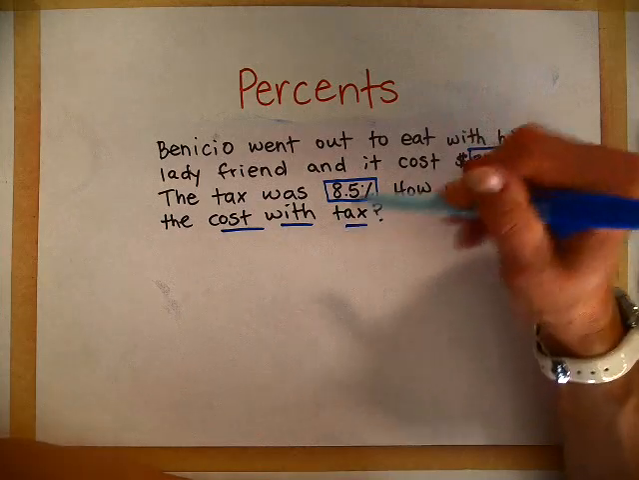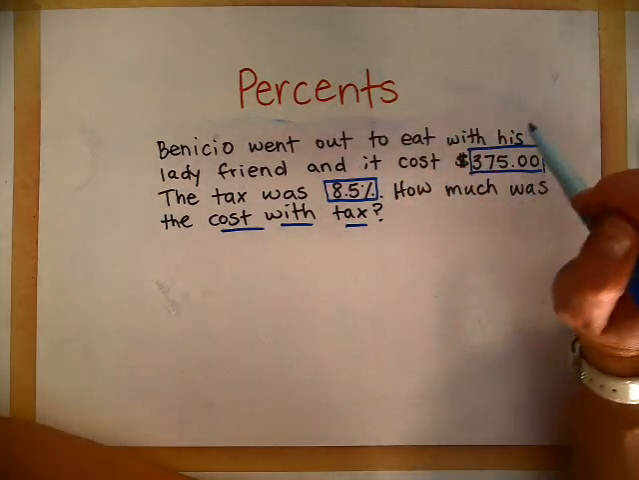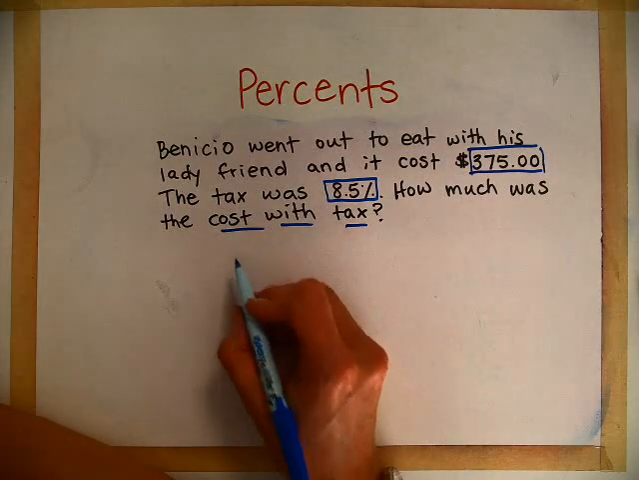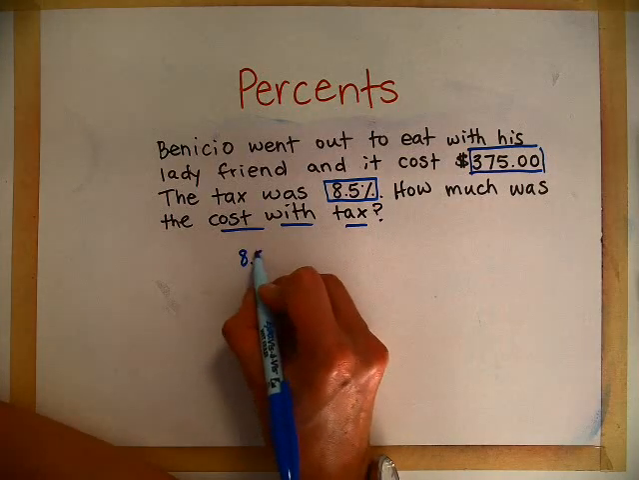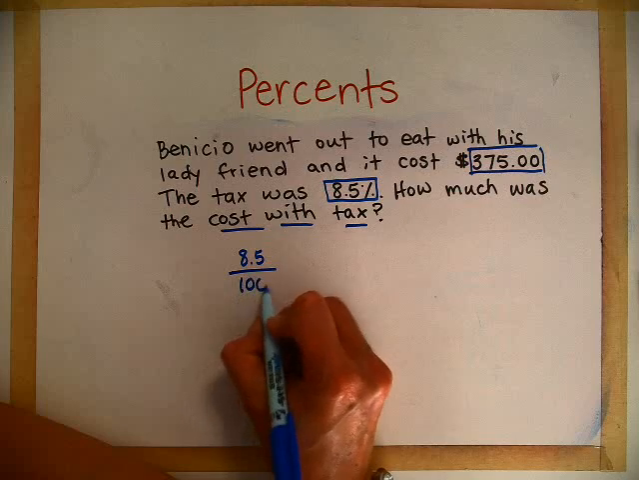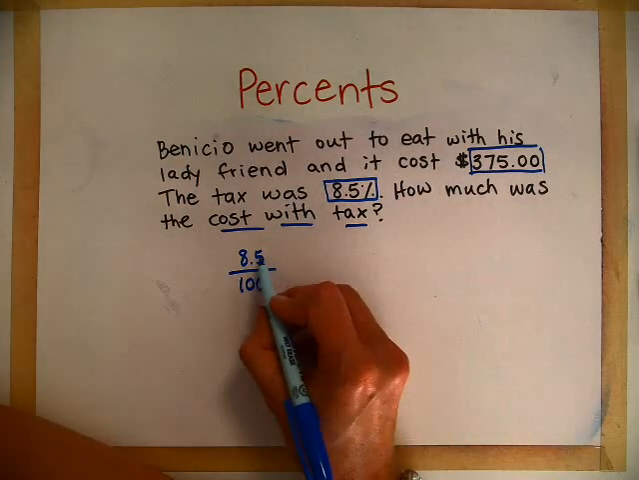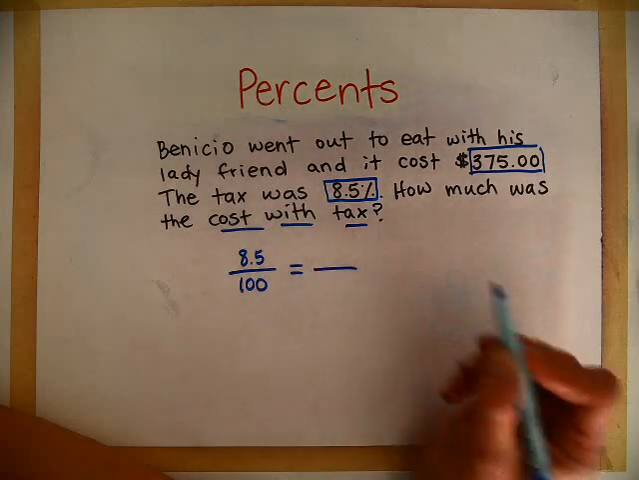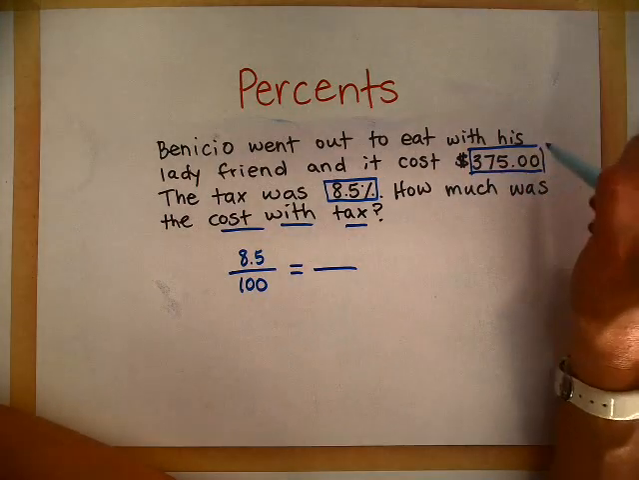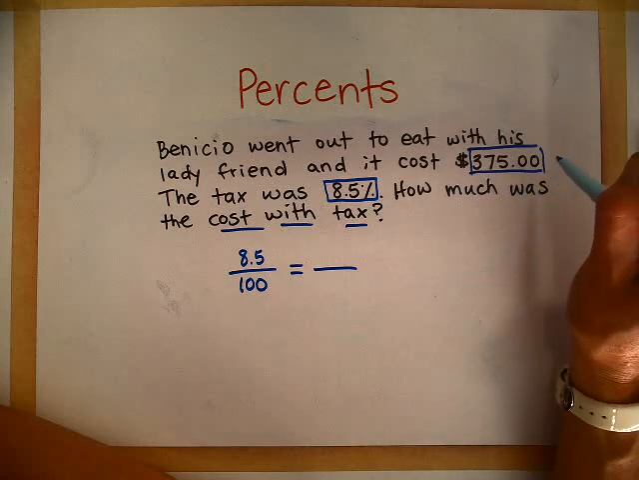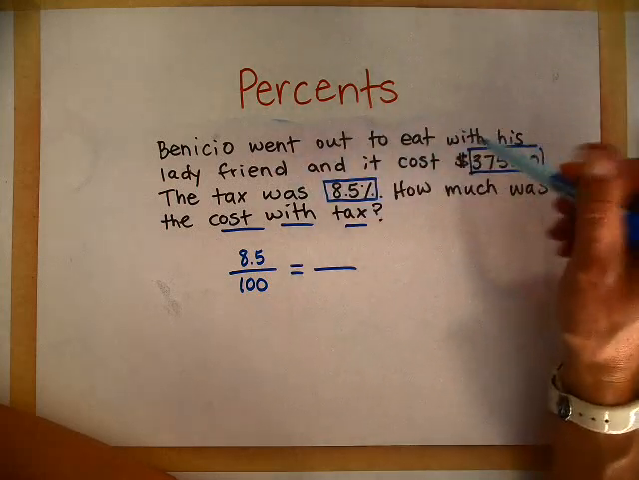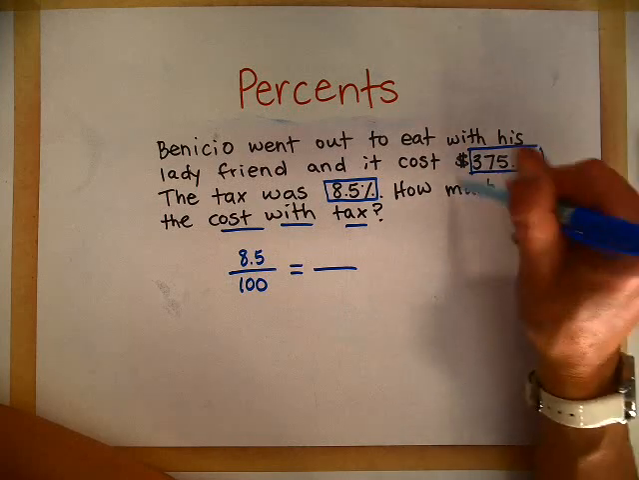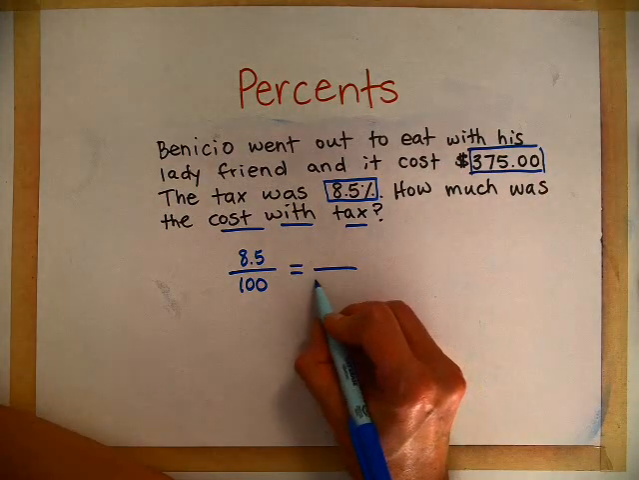And since I am given the percent in this problem, I can set up that whole part of my proportion. So 8.5 over 100, 8.5 to 100, so that's the part to the whole. 100, all percents are out of 100. And then this number, 375, that's the total cost of the meal without tax. So that's the whole cost. So that's going to go at the bottom.